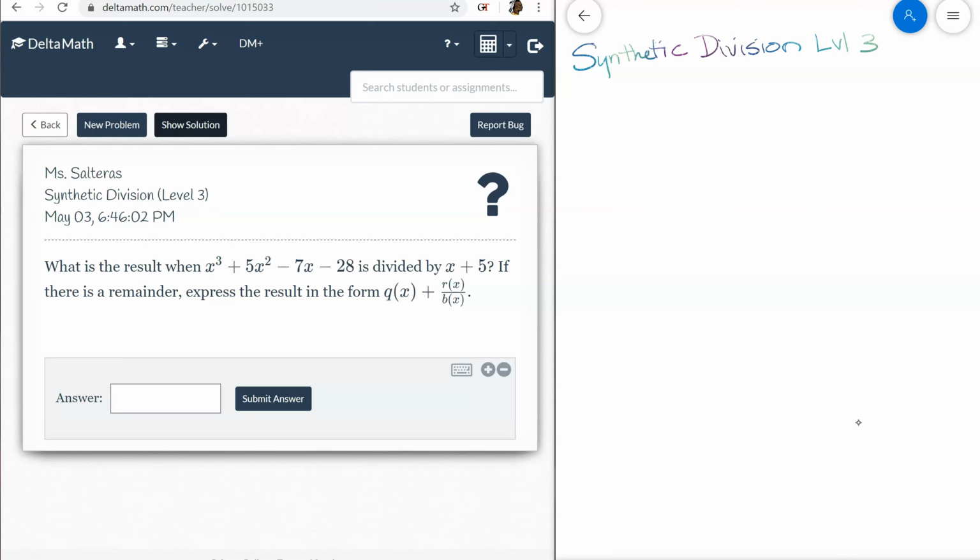Hi guys, here are two examples for your Deltamath synthetic division level 3. All right, so for these ones you are going to have a remainder.